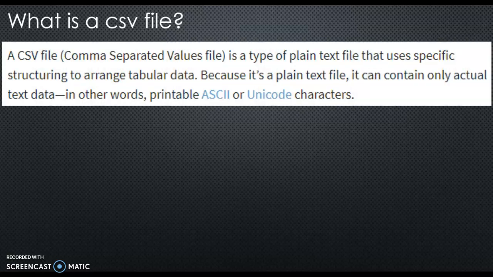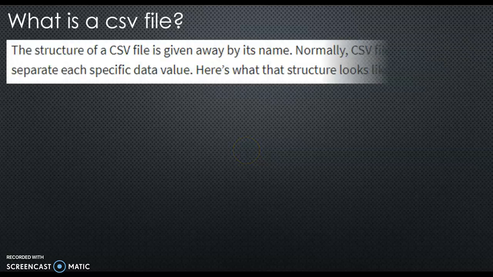A CSV file, a comma separated values file, is a type of plain text file that uses specific structuring to arrange tabular data. Because it's a plain text file, it can contain only actual text data, in other words, printable ASCII or Unicode characters. So it's really handy because it can store loads of data, and it's the lowest type of file storage.